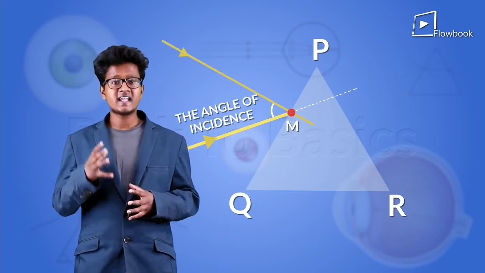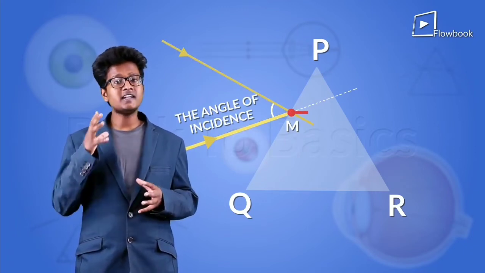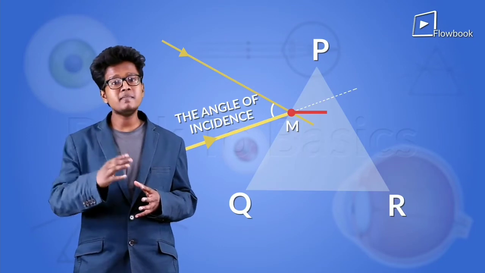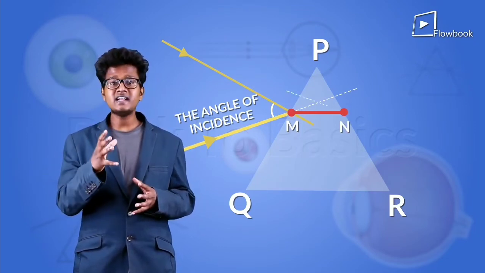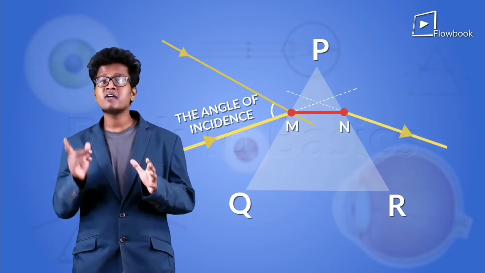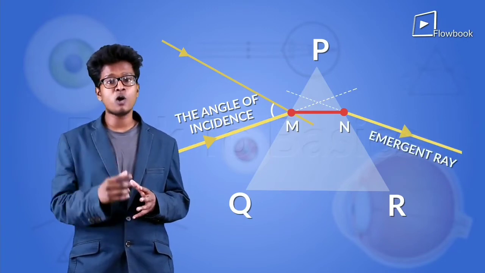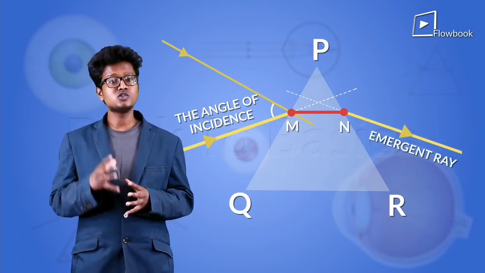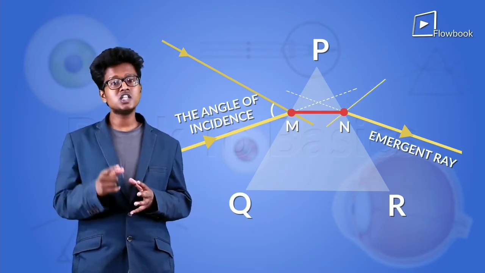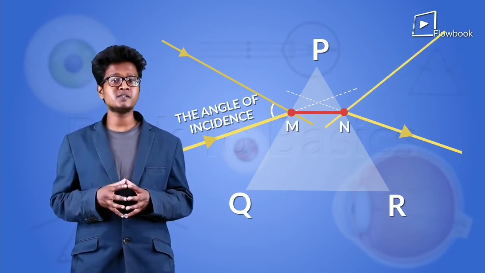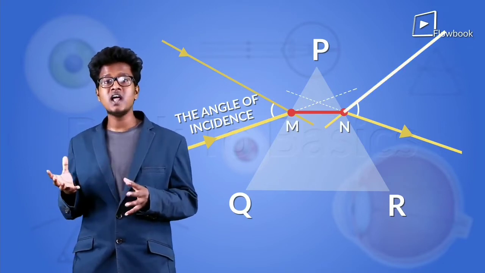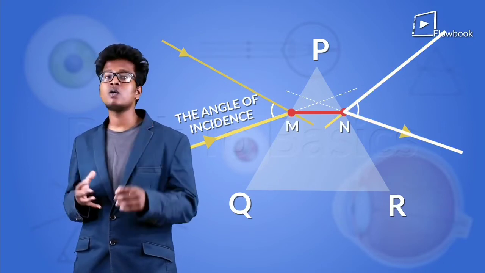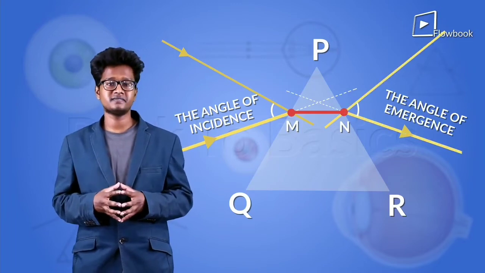The light ray gets refracted at M and travels through the prism and meets the other surface at point N. Now, the light ray that is emerging out from this plane surface is called the emergent ray. So, draw a perpendicular to this point N on the surface PR, and the angle that is formed between this normal and the emergent ray is called the angle of emergence.